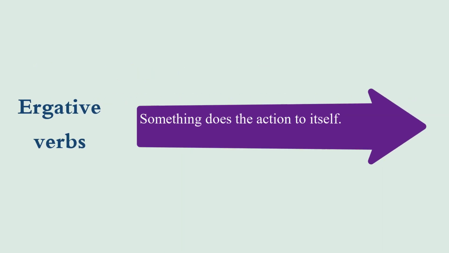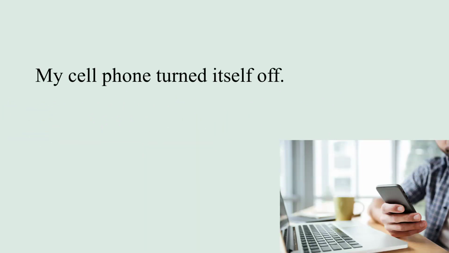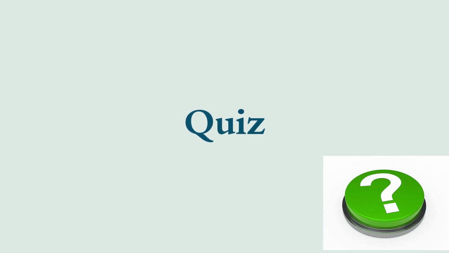Ergative verbs, something does the action to itself. Example, my cell phone turned itself off. Turn is the verb and it is an ergative verb. We don't need passive voice. Are you ready for a quiz? You must decide whether passive voice is suitable or, because of the ergative verbs, we don't need passive.